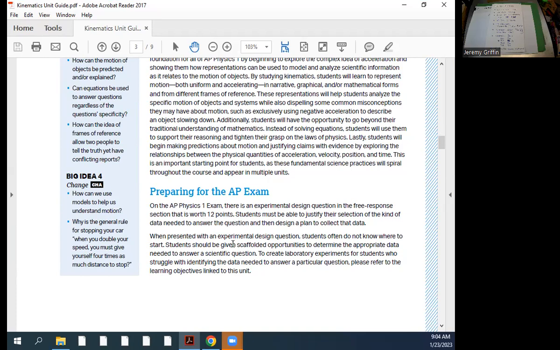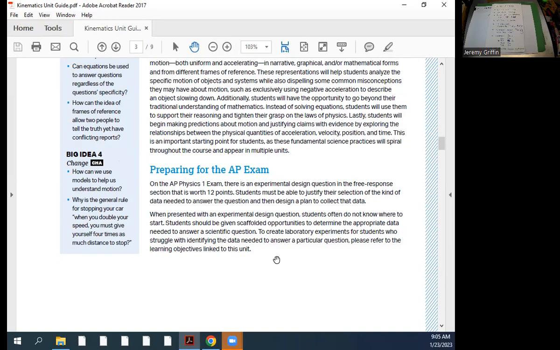When presented with an experimental design question, students often do not know where to start. Students should be given scaffolding opportunities to determine the appropriate data needed to answer a scientific question. So it's just talking about setting up labs. You guys have done so many labs, right?